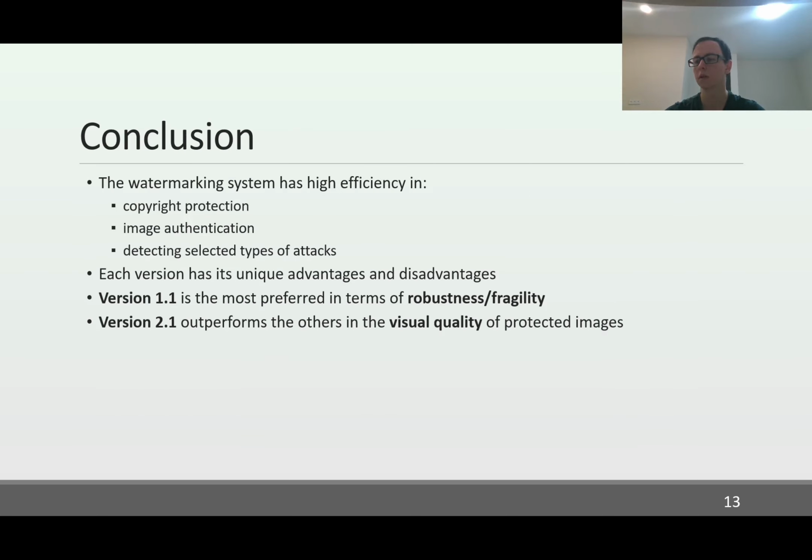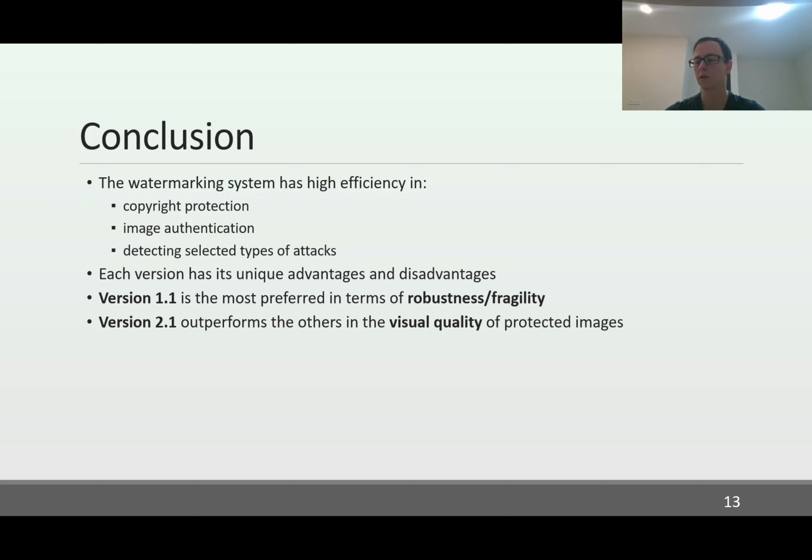In conclusion, the technique presented in this paper for embedding semi-fragile digital watermarks in images using convolution neural networks exhibits high efficiency in copyright protection, image authentication, and detection of selected types of attacks.